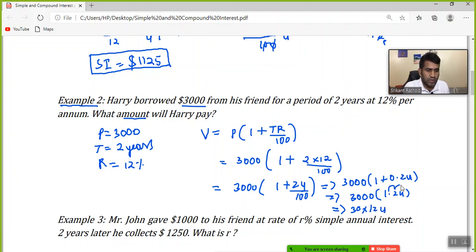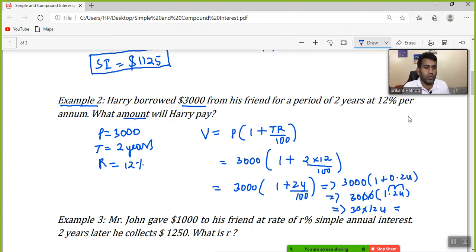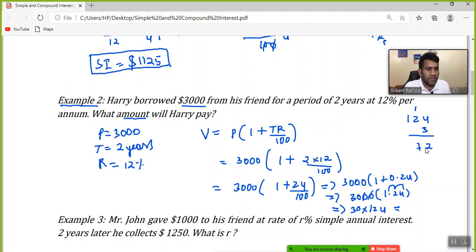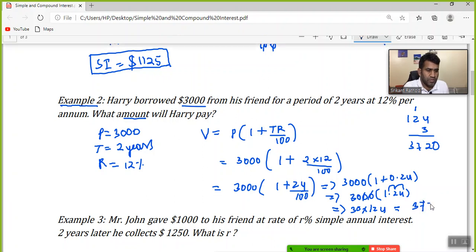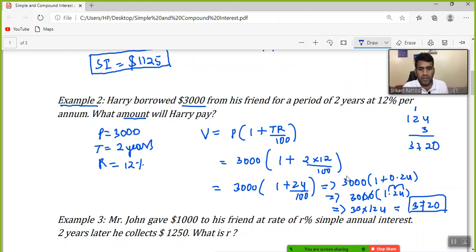As I'm moving the decimal point by 2 digits here, I can cancel 2 zeros. So it's 30 times 124. What is the value you are going to get? Just do 124 times 3, and then add 0 at the end. 4 times 3 is 12, so 2 carry 1. 3 times 2 is 6, 6 plus 1 is 7, and 3 times 1 is 3. So he is going to pay 3720. The total amount he will pay after 2 years with a rate of interest of 12% is 3720. So this is how we calculate the value including the simple interest, right?